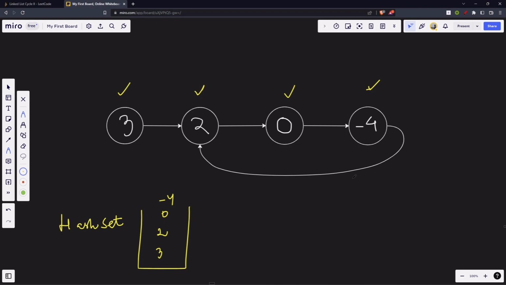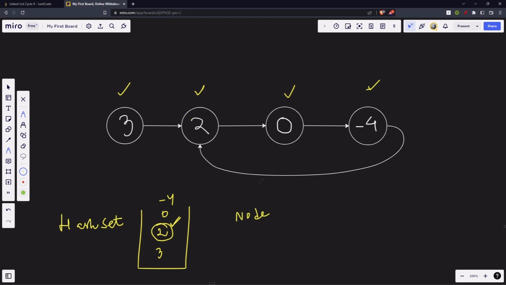Then due to the cycle, -4's next node is this 2 again, right? Now we see that this node 2 is already present in our hash set. So we realize that we have fallen into a cycle, and this node 2 is going to be our answer, the node from which our cycle starts. Note that we are going to put the node itself into the hash set, not the node values.